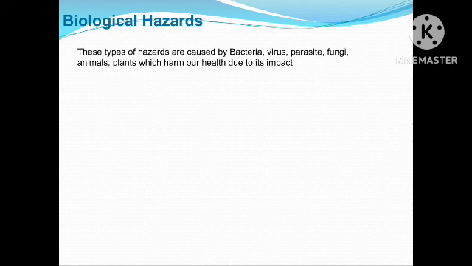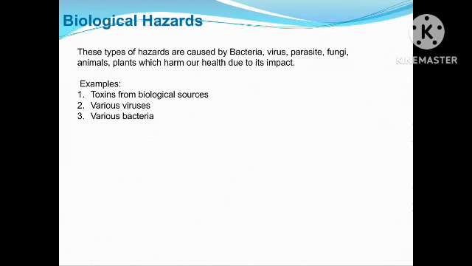So next one is the biological hazards. You see, corona is the best example of this. Such type of hazard is basically caused due to bacteria, virus, pesticides, fungi, some plants, animals, whichever is nearby you and which can impact your health, is the biological hazard. So the best examples are virus, bacteria, fungi, bioactive substances, and toxins from biological sources. So these are the examples of biological hazards.